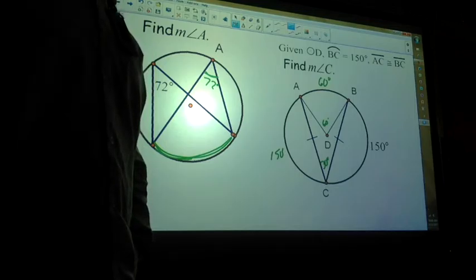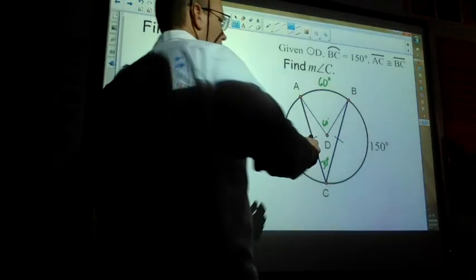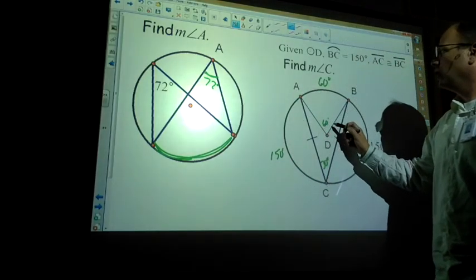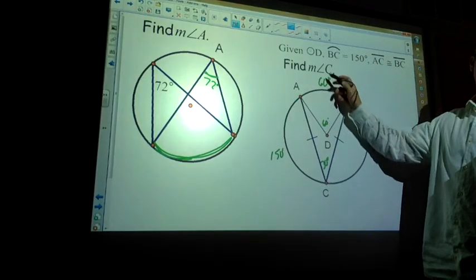The angle that goes to the arc, maybe, wouldn't that be 30? Right here? No, because it's the central angle.